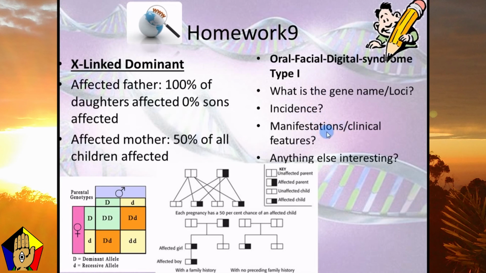You're going to look up the manifestations or the clinical features of the disorder. So what are the symptoms? What are the signs that this person has the disorder, outward signs? And then anything else you find that's interesting. So I put a little Punnett square here to help you figure out this part, and I put the pedigree here. These are the answers I'm looking for. This is for your own benefit, but these are the answers that you're looking for. All right? Go ahead and do that. So pause the tape, and I'll see you on the next video.